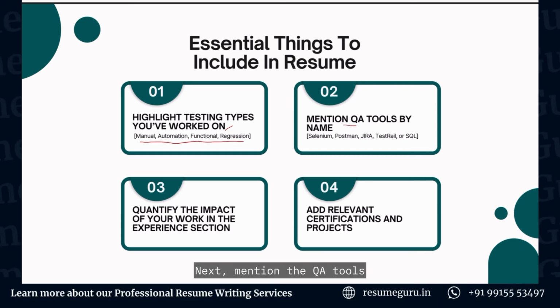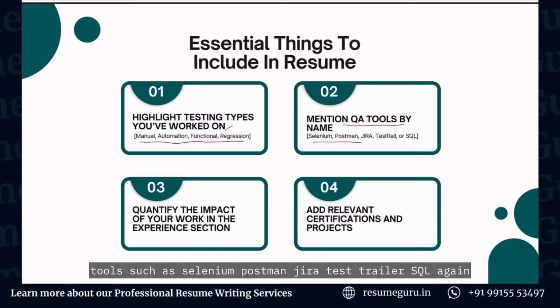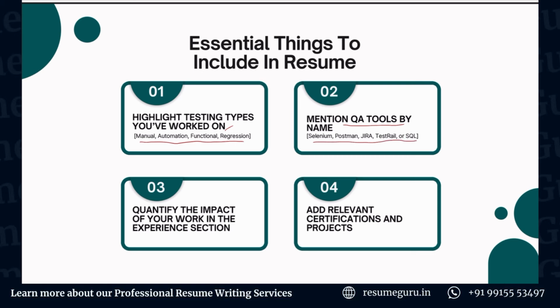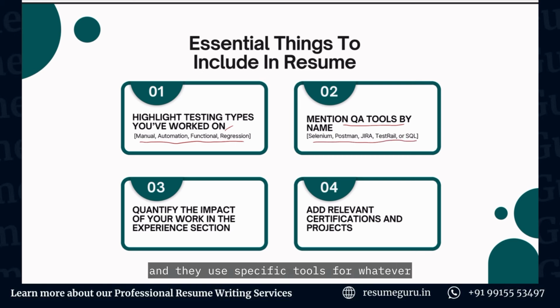Next, mention the QA tools that you use by name. Tools such as Selenium, Postman, Jira, TestRail, or SQL. Again, every company has its own process and they use specific tools for whatever quality process they have. So you have to mention these tools so that the recruiter has a better idea and it's also more ATS compliant.